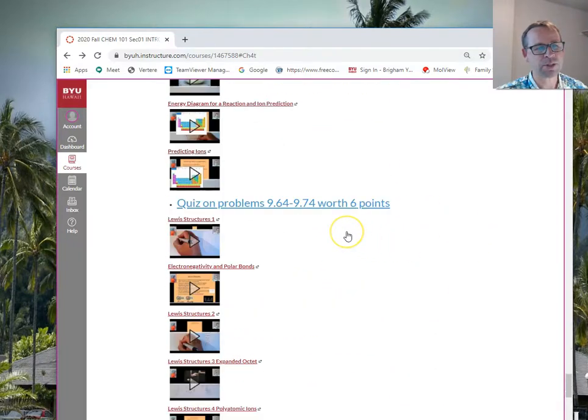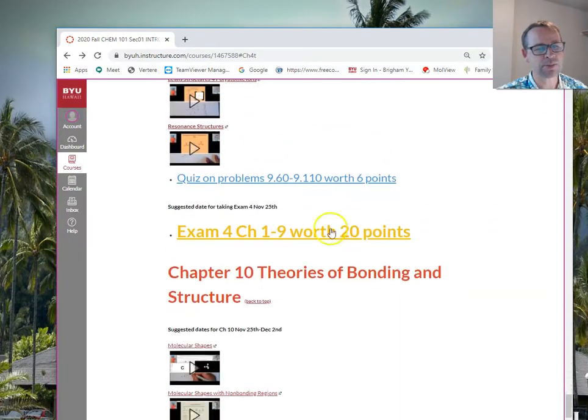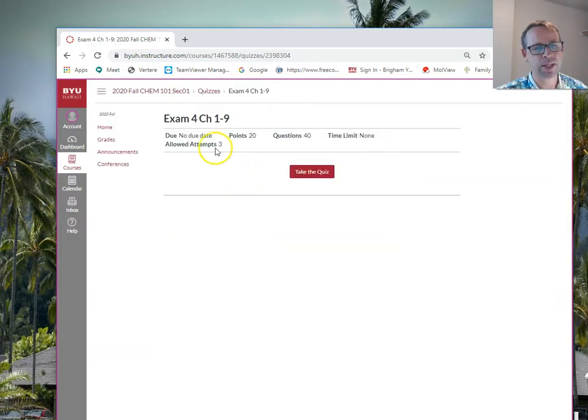As far as exams, there are 4 midterm exams, right? This is an example of a midterm exam. You click on the exam, and it's very similar to the quizzes, but for the exam, there's going to be 40 questions and only worth ½ a point each.